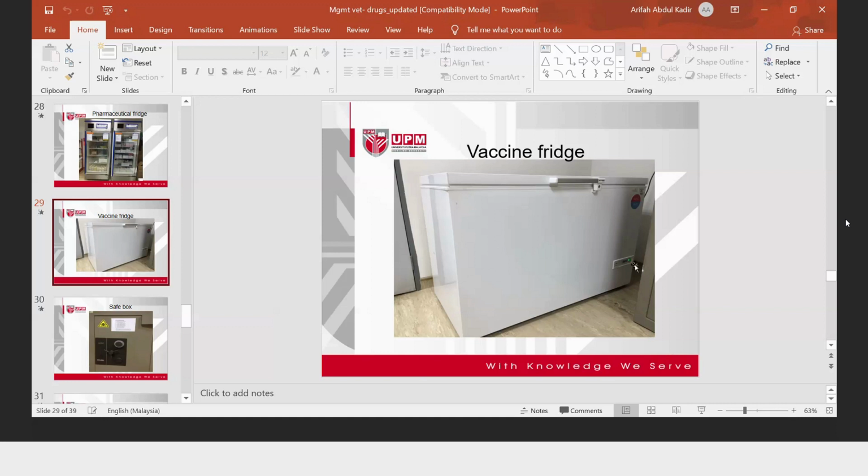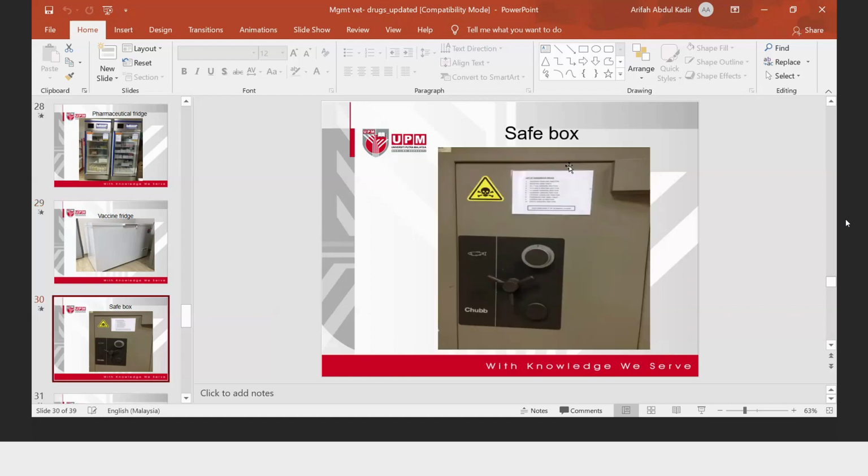So that is the vaccine fridge. And then we have a safe box. So this is what I mentioned to you, the safe box. All the dangerous drugs are kept in this safe box.